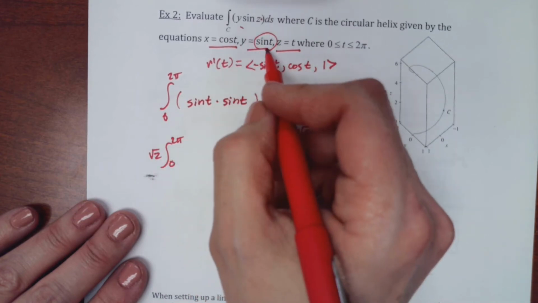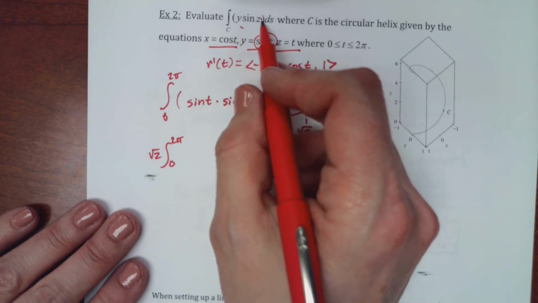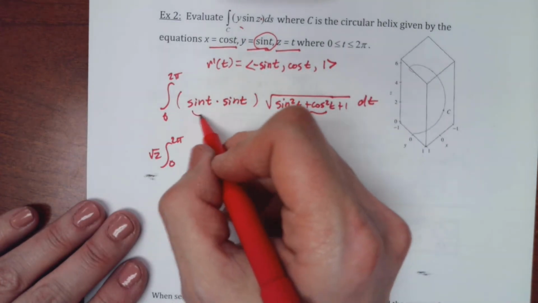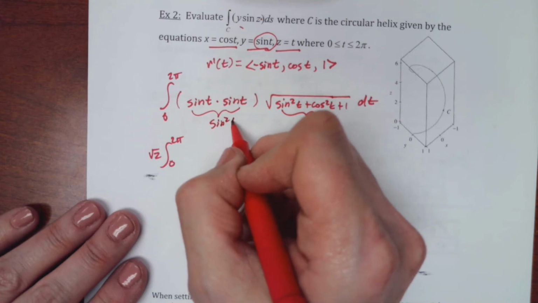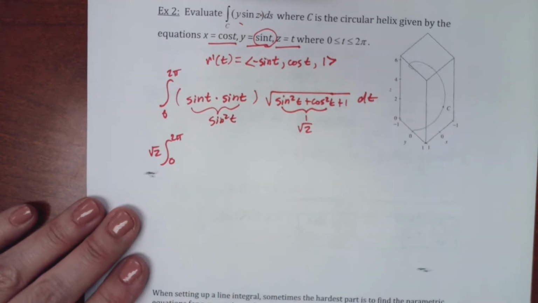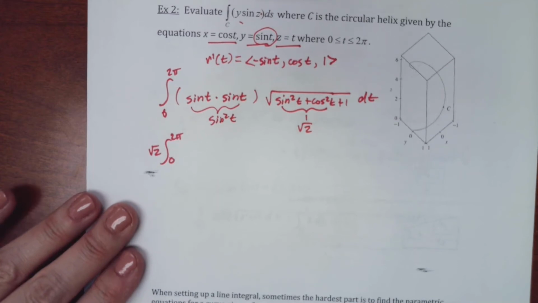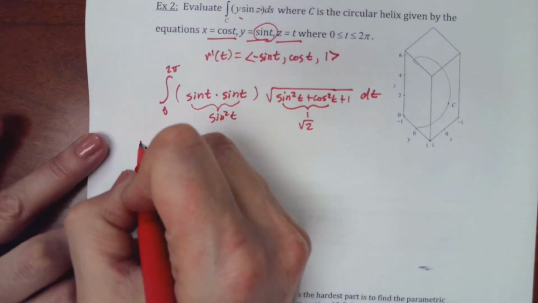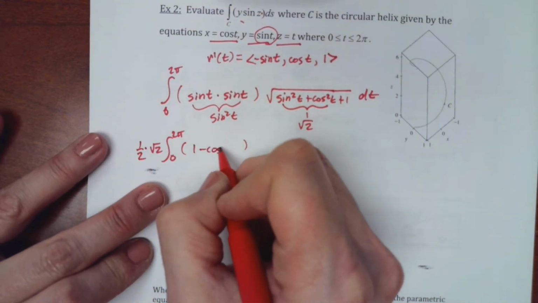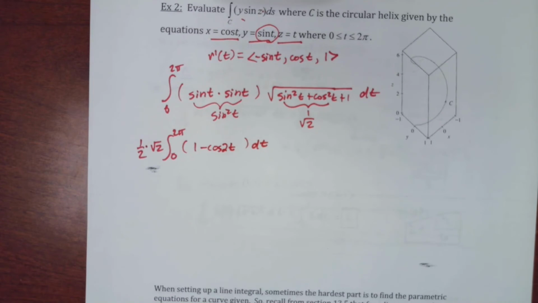So y is actually sine t, z is the letter t, so I get sine t times sine t. So I got sine squared. So for my plan here, since I have sine squared, I'm going to need to use my power reducing formula. The replacement for sine squared is 1/2 parentheses 1 minus cosine 2t. So I'm going to put the 1/2 out here, and then I'm going to put 1 minus cosine 2t. Alright, so just do this integral and we'll be all set.